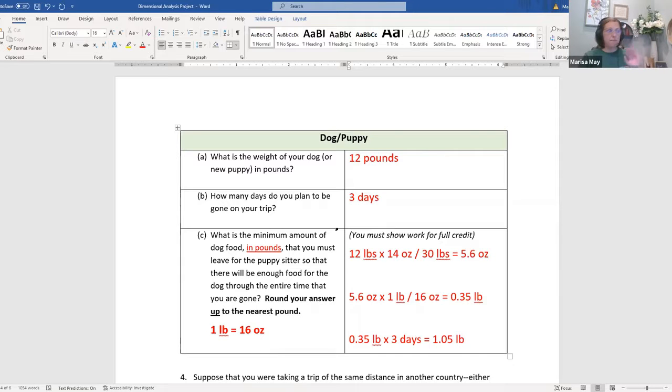Took the weight of my cat. I used it for my dog, right? That's my 12. Then I multiplied by the 14 ounces per 30-pound animal that the veterinarian said. That's where I got 5.6. Then I took my 5.6 in ounces. I multiplied by 1 pound over 16 ounces. I got my 0.35 pounds. Then I took my 0.35 pounds and multiplied by the number of days that I chose for my trip.